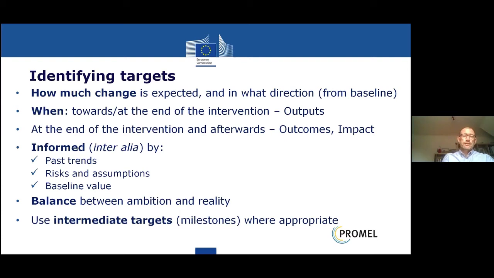Just one final point though, which is the use of intermediate targets. Set milestones, especially for outputs, especially for outcomes and impact, because these processes can take time.